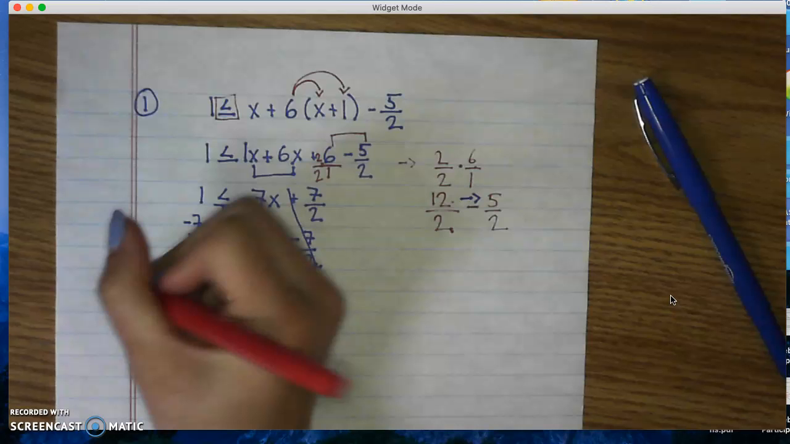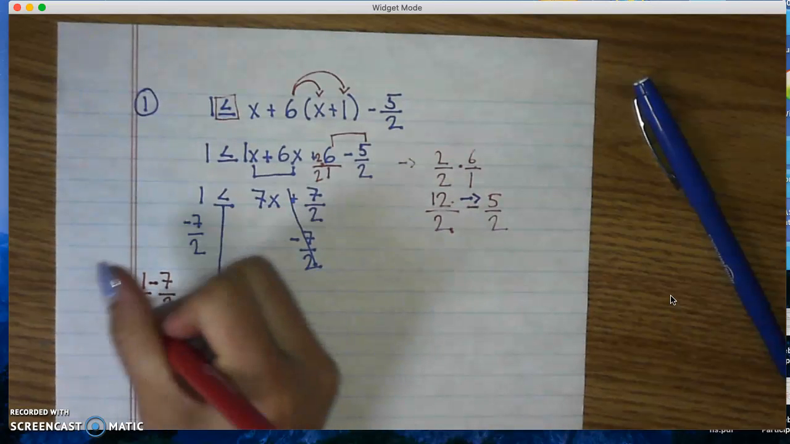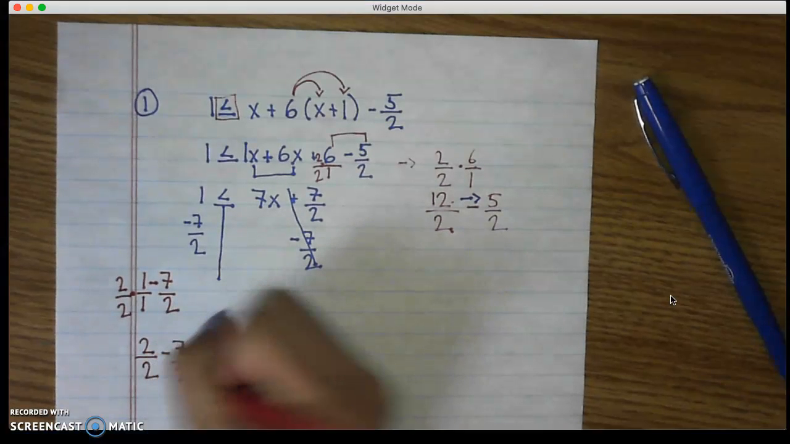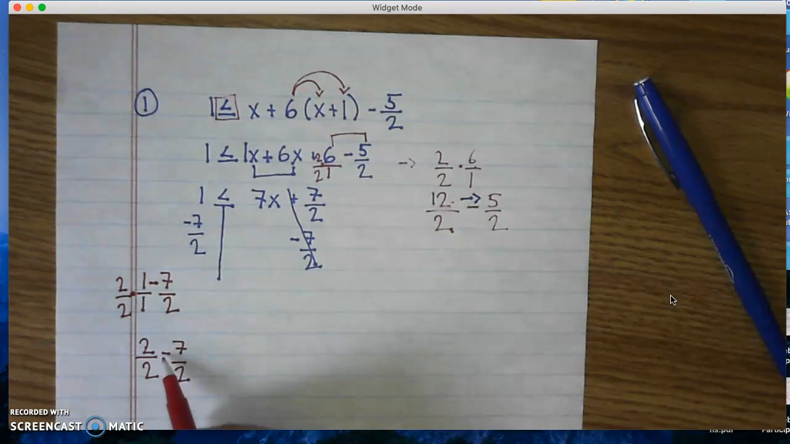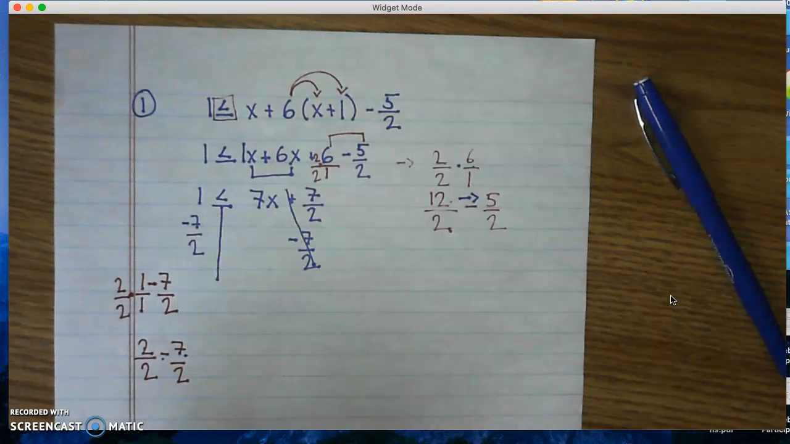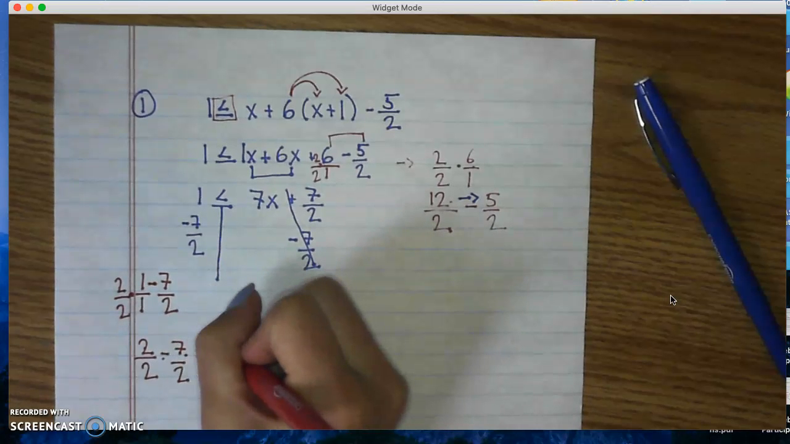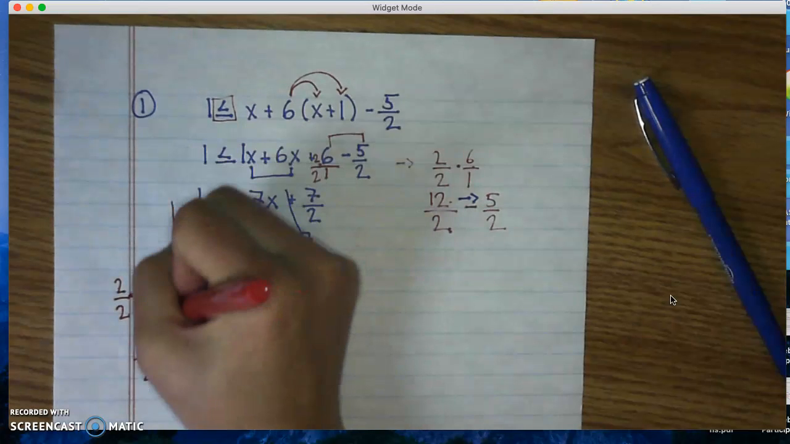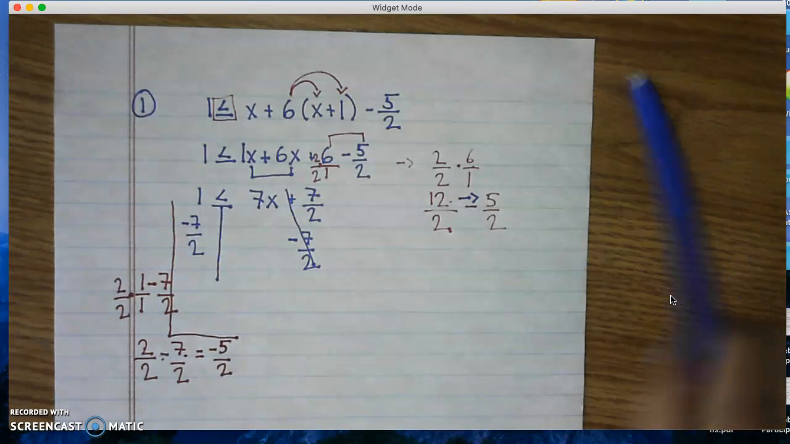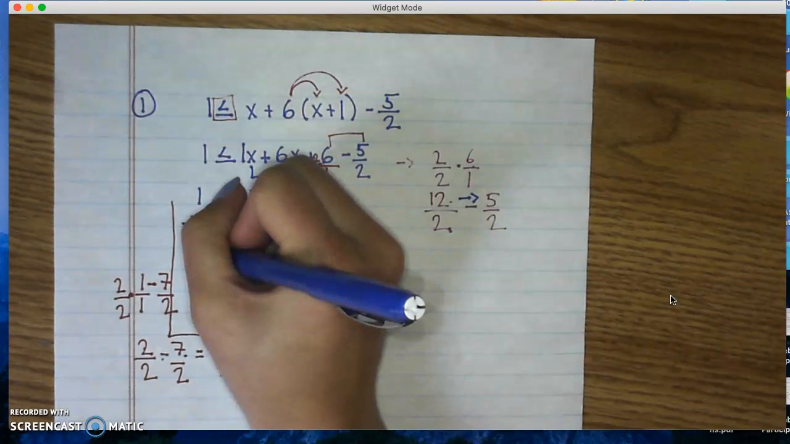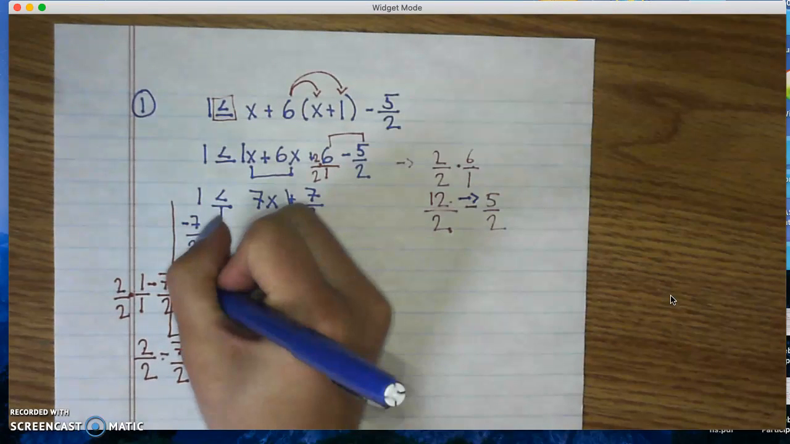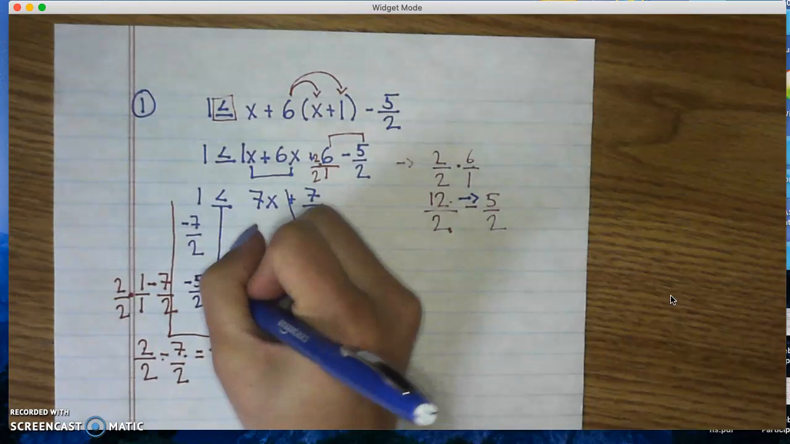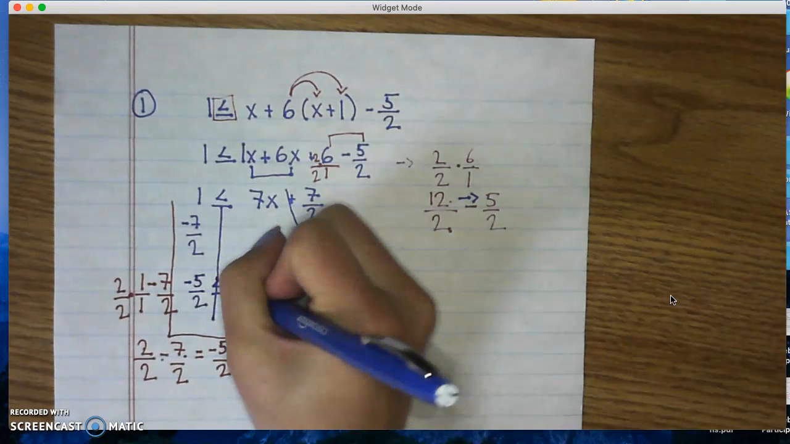So let's do it. What's 2 times 1? 2. 2 times 1, 2, minus 7 over 2. Well, now I can do this. What's 2 minus 7? 5, negative 5 over 2. All right. Oh no, I made a mess. So this is now 1 minus 7 over 2. We just did that. It's negative 5 over 2 is less than or equal to 7x.